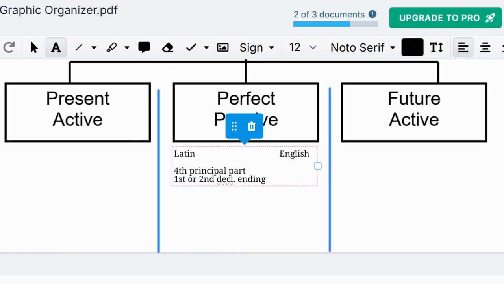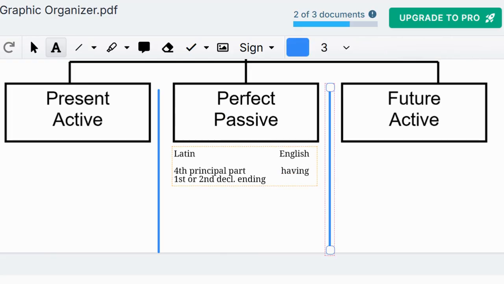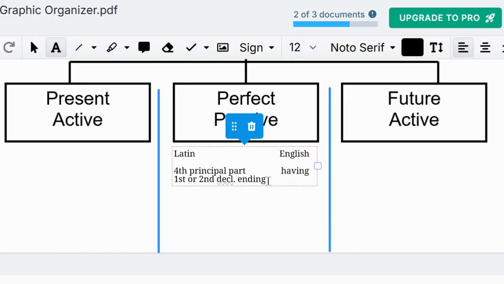It's perfect tense, so you need the word have. It's a participle, so you need -ing. The second word is been. And then the third word, when translating the perfect passive participle, is the meaning of the verb itself. So: having been blanked.